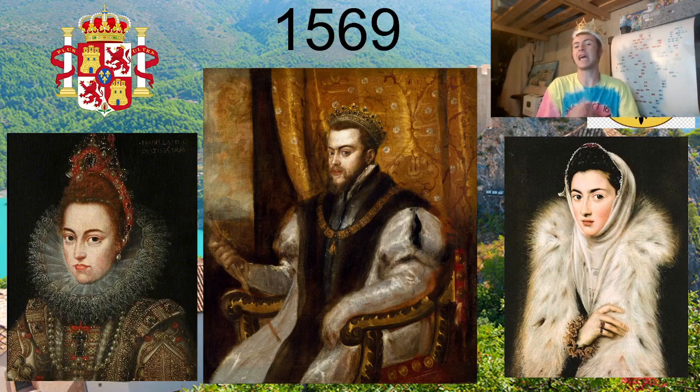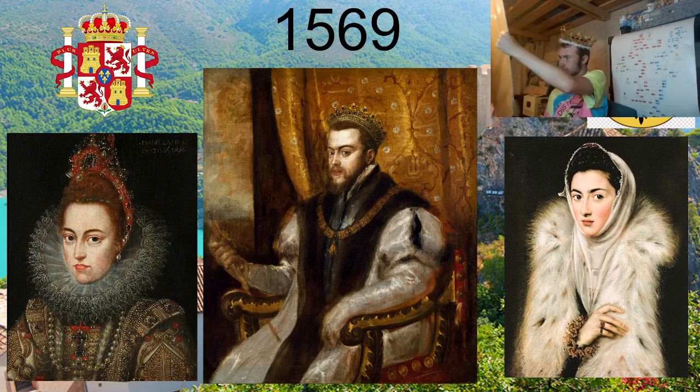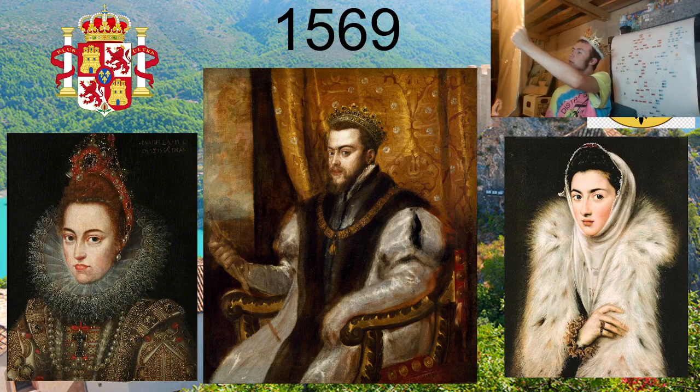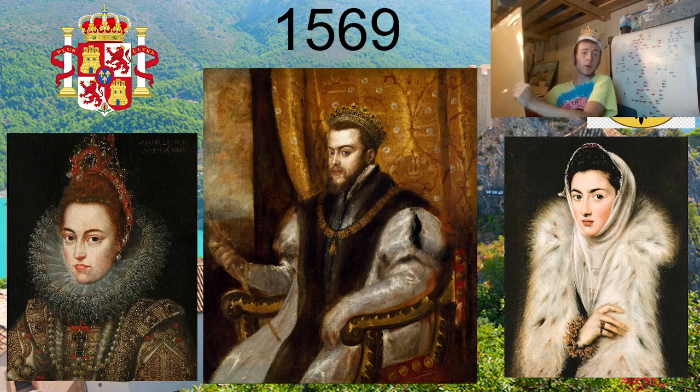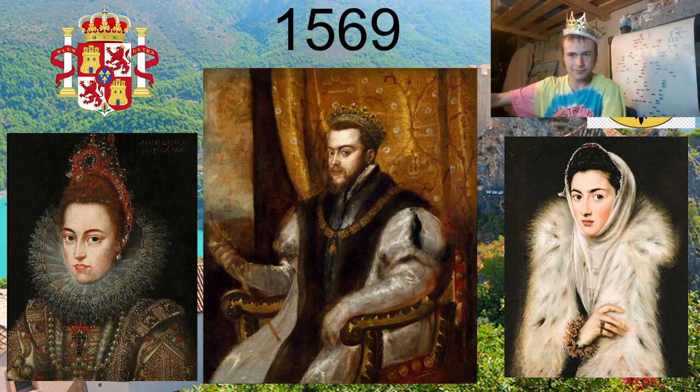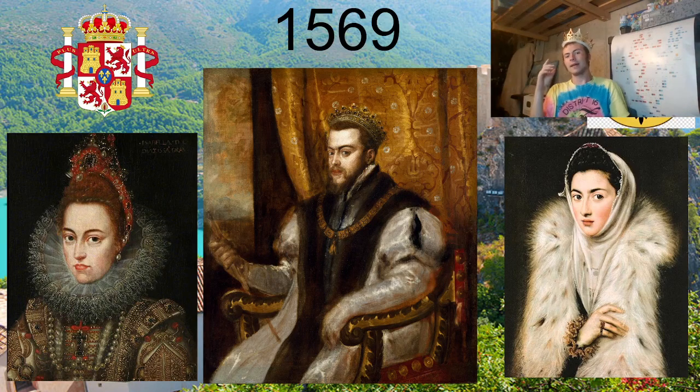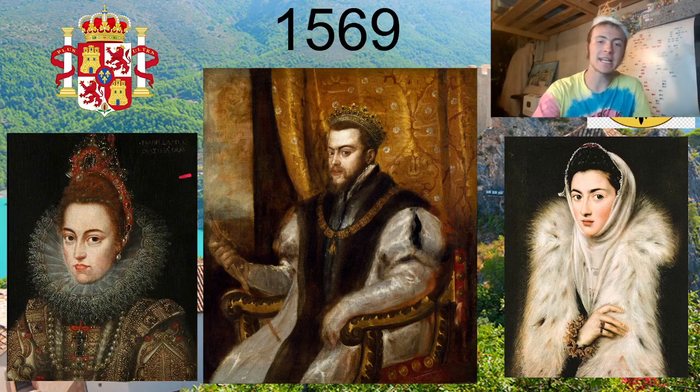This is where the famous Habsburg inbreeding starts. Because, guess who Felipe II decides to marry? He marries his niece, Maria of Austria. Felipe II's sister's daughter. Felipe II ends up marrying his niece.